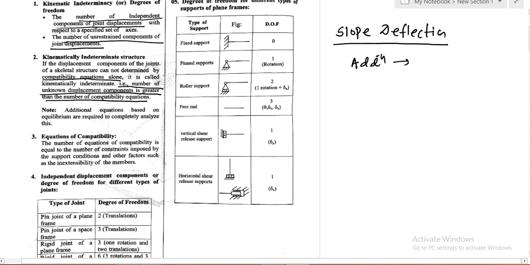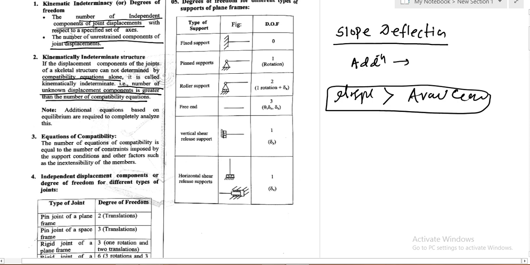Meaning, if the number of independent displacements of a structure is greater than the available equations, then we can say the structure is kinematically indeterminate. If the number of displacements is equal to the available equations, then we can call the structure determinate. If the number of displacements is less than the number of available equations, then the structure is not physically possible.